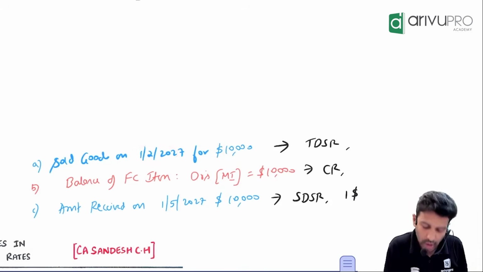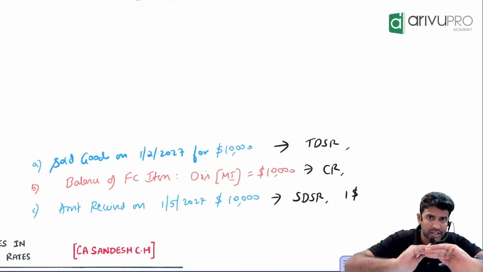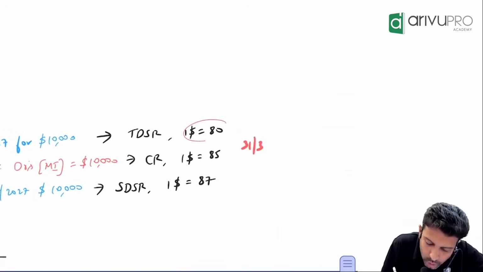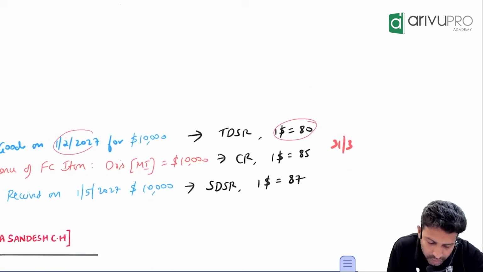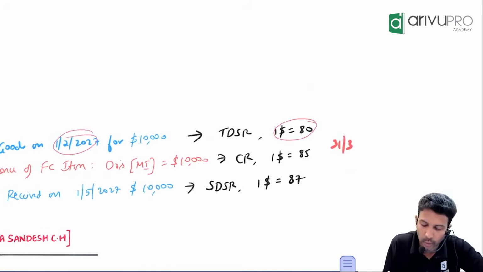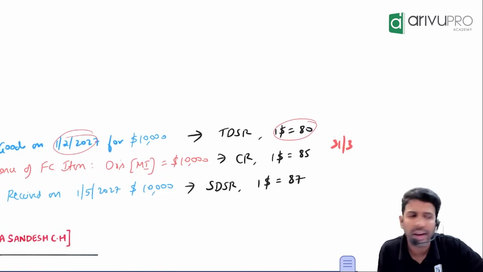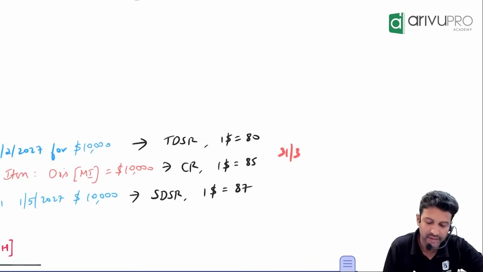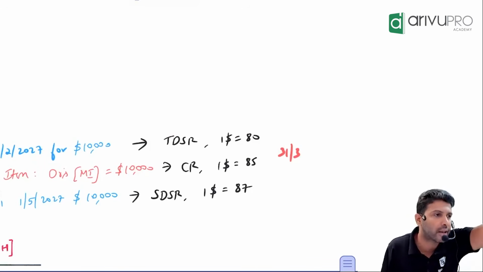1st February. On 1st February, there will be a conversion rate between dollar and INR. Let us say $1 is equal to 80 rupees. On 1st February, $1 is equal to how many rupees? 80 rupees, assumption. This rate we call TDSR, meaning transaction date ka spot.